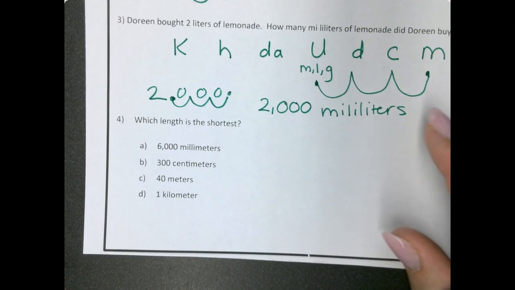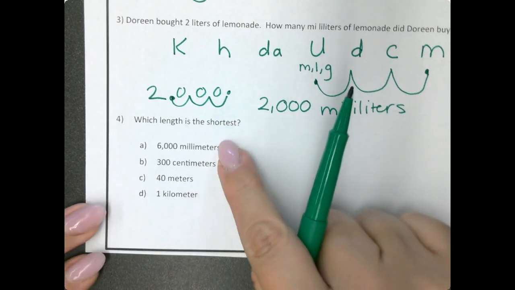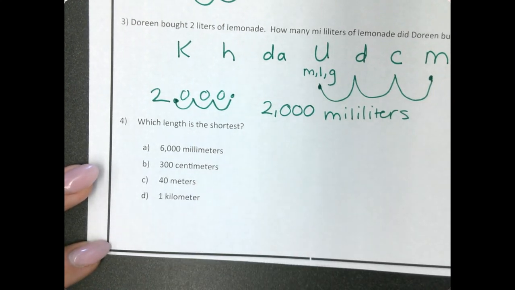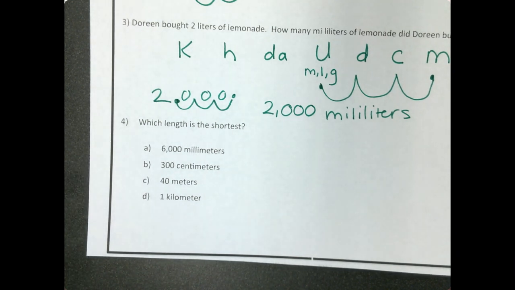All right, which length is the shortest? Can we figure that out by just looking at these? They're all different lengths. We have milliliters, we have centimeters, we have meters, and we have kilometers. Can you pick that out right now? Yeah? Which one do you think? You think that's the shortest? Do we know for a fact which one's the shortest?